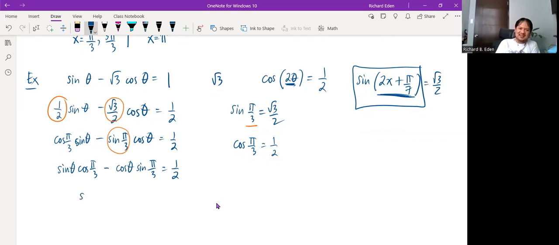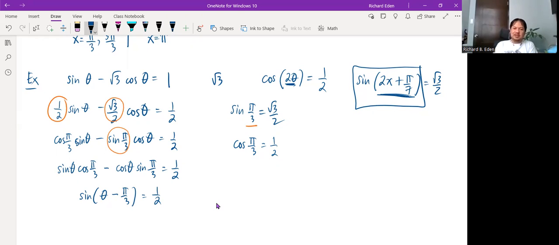Sine of theta plus pi over 3. Plus or minus? This is sine. I must go against my will. Minus. Equals? It's correct. Yeah, minus. Again, let me repeat: it's in the cosine where you switch. For sine, it's the same.